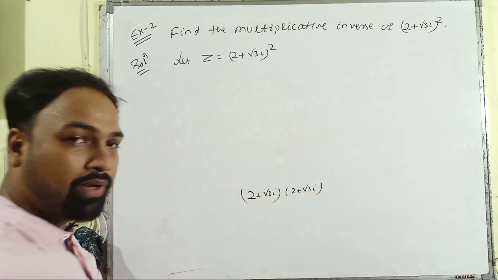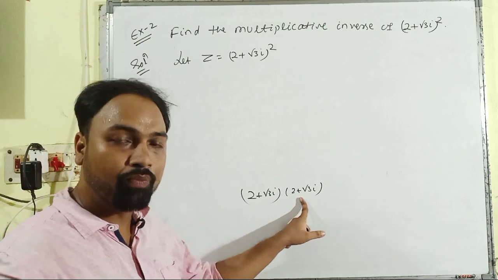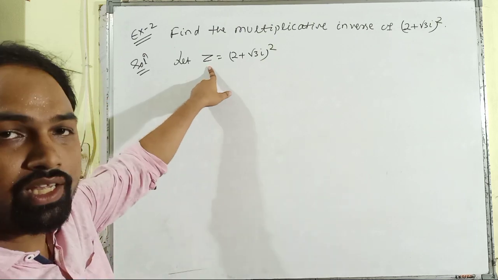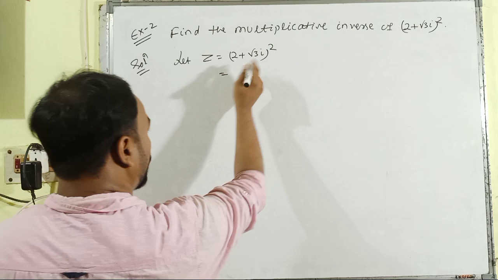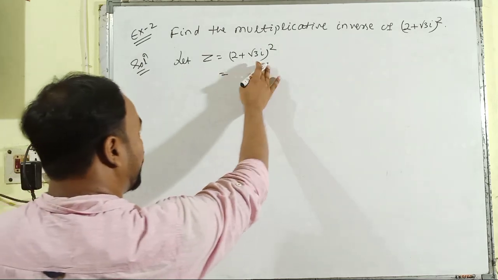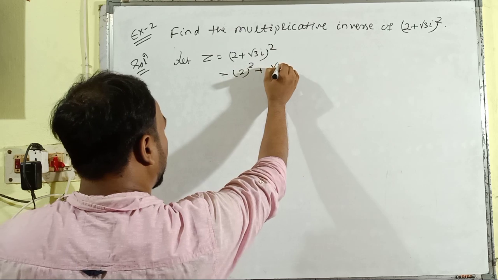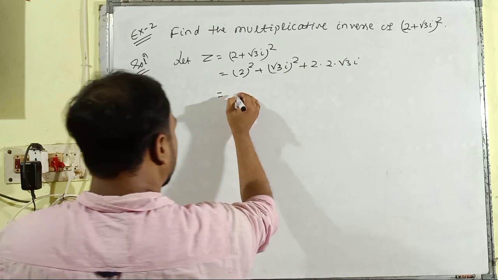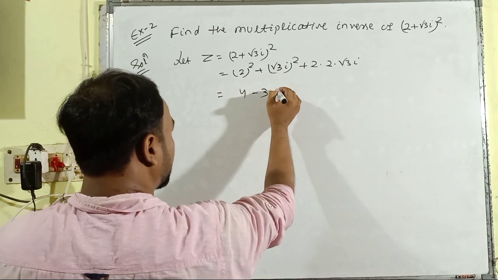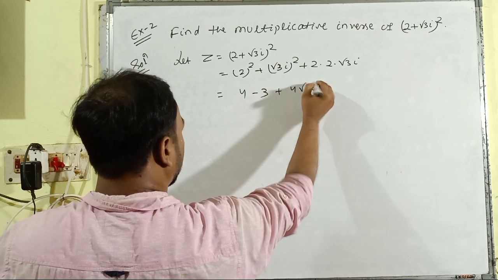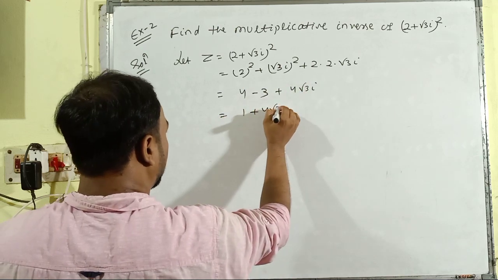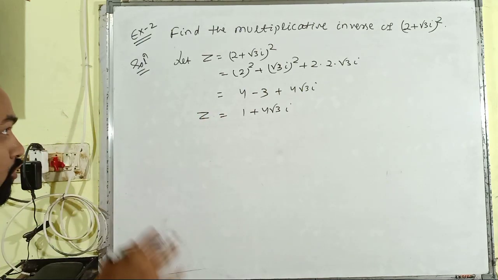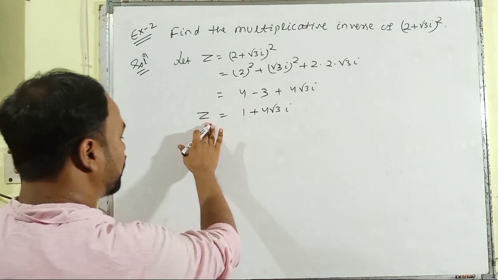And we know that from the multiplicative properties of complex numbers, multiplication of any complex number is again a complex number. Because of that property, I have taken it as z. So let us go through the algebraic identity formula. Whole square of a plus b, it is whole square of 2 plus whole square of root 3i plus 2 multiplied with 2 multiplied with root 3i. Then it is 4 minus 3 plus 4 root 3i. Then it is 1 plus 4 root 3i. And here it is the complex number. But we have to find the multiplicative inverse of this complex number.